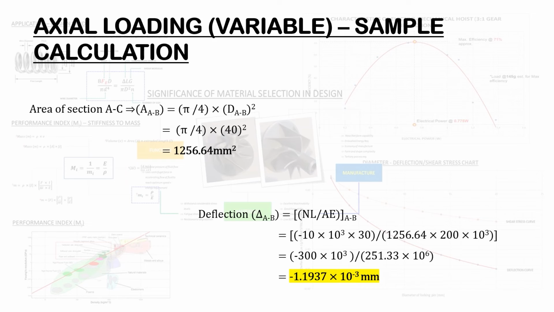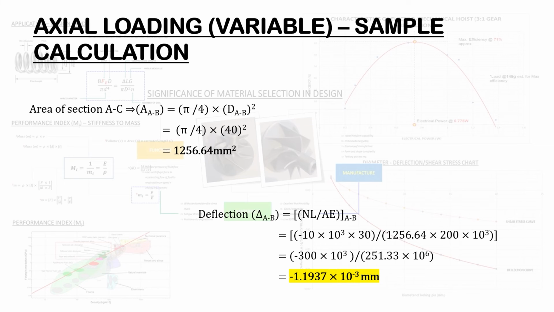By putting in the known data, N is 10,000 minus 10,000, so again don't forget the sense of the forces that we're using. The length is 30 millimeters, divided by the product of the area, 1256.64, times the Young's modulus for that section. The Young's modulus is given as 200 GPa, but on the basis of millimeters, that'll be 200 kilonewton per millimeter squared. They more or less mean the same thing.